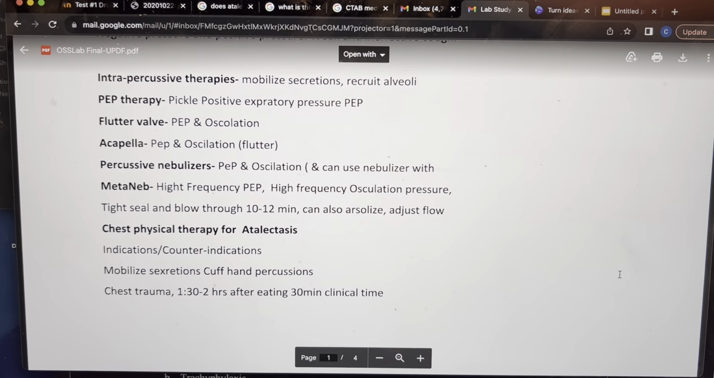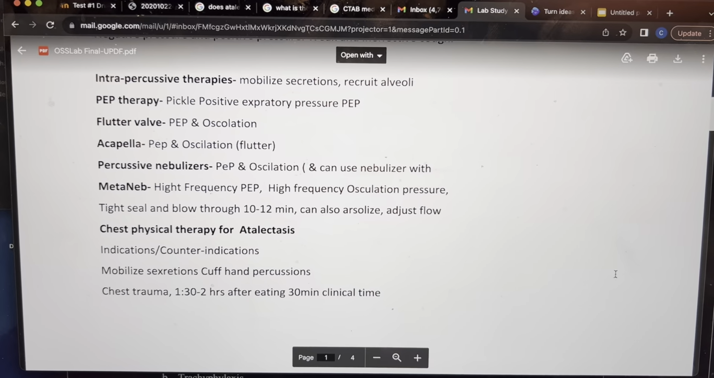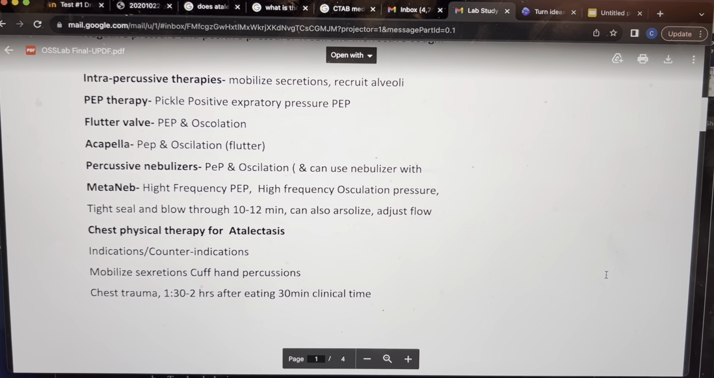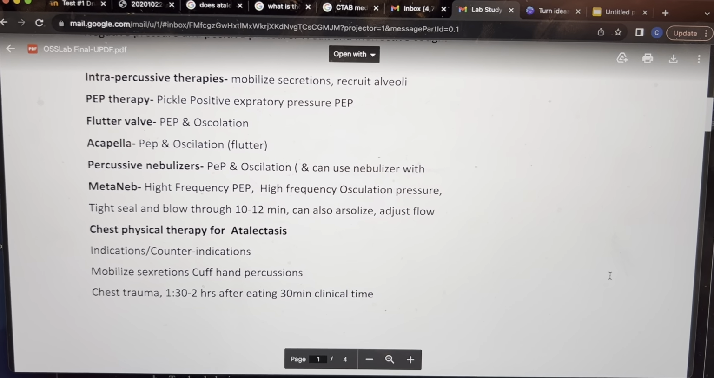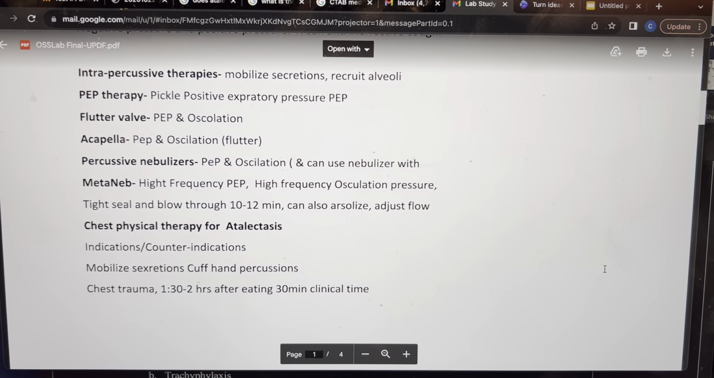Percussive nebulizer works by PEP and oscillation, and you can use a nebulizer. I think that's the Robica. The percussive nebulizer is the Robica.